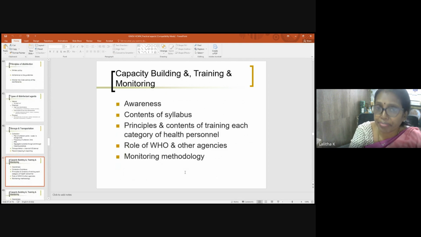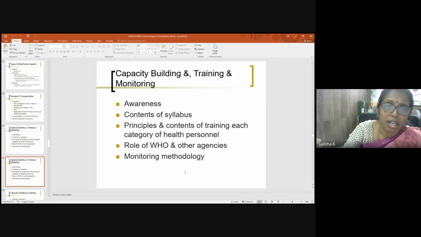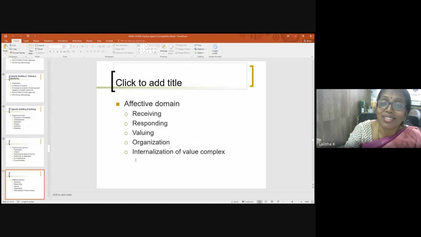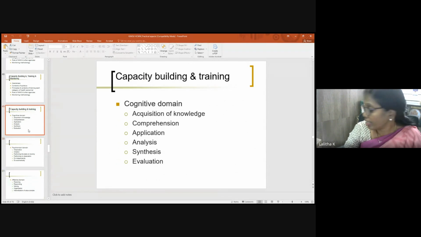Now coming to another important component, training and capacity building. I think this will be handled by other faculty. Anyway, to broadly tell, your capacity building training should look at one, improving the cognitive domain, which is the knowledge component, the psychomotor domain, which is the skill component, and the affective domain, which is their attitude towards this. I'll not go into the details.